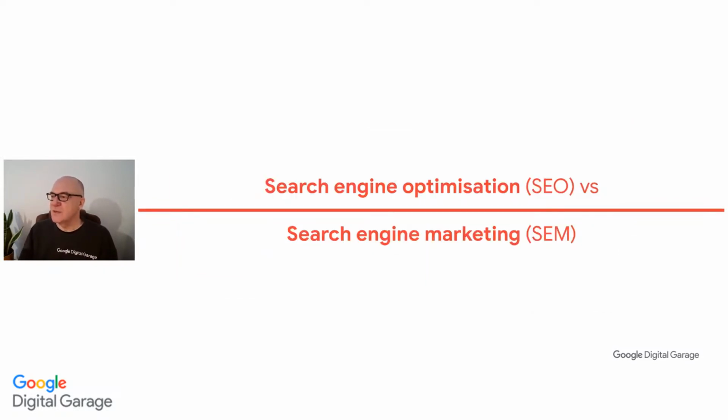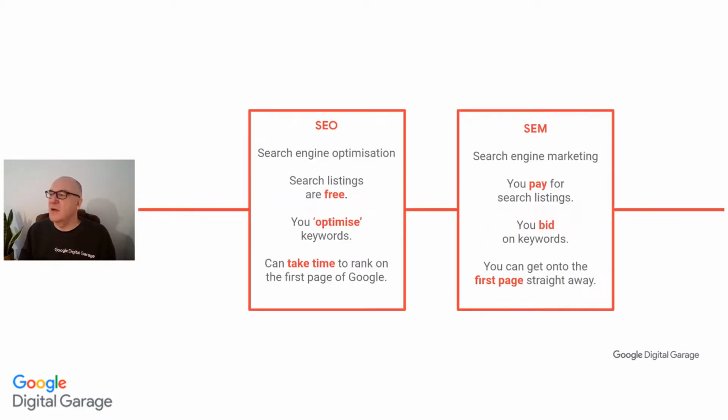So what's the difference between search engine optimization, SEO, and search engine marketing, SEM? Well, SEO, search listings are free. With search engine marketing, you're going to pay for those search listings because you're going to be at the top of page one and you've paid for the privilege to be there. You optimize keywords on SEO, and for SEM, you bid on keywords. You bid on a pay-per-click basis.